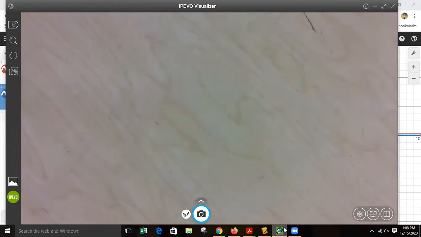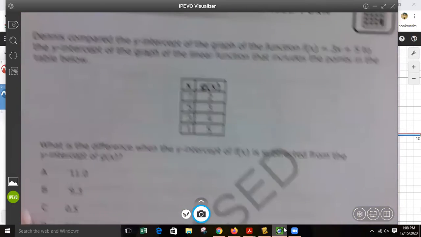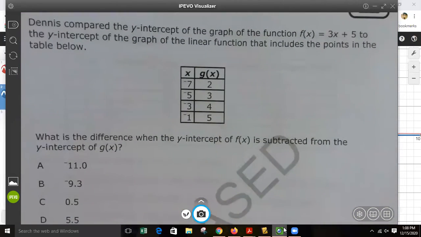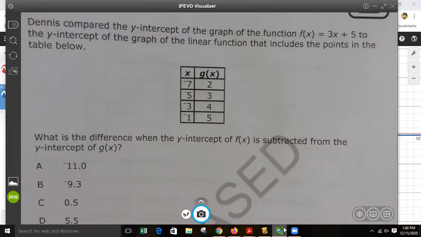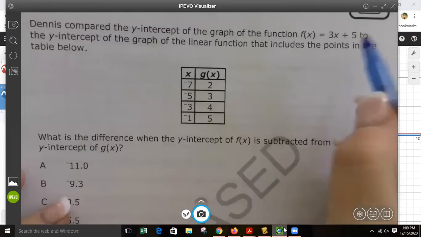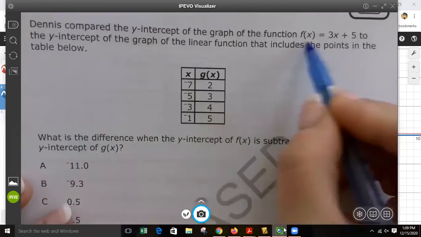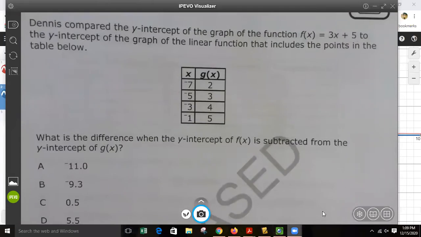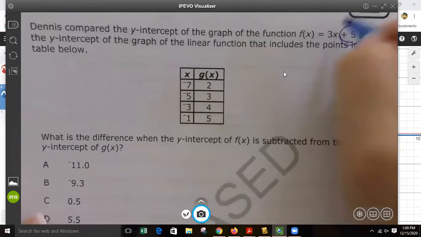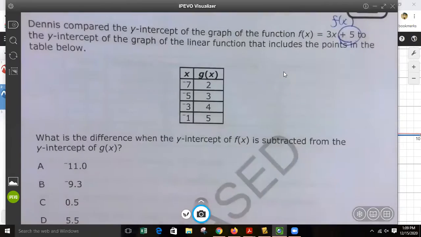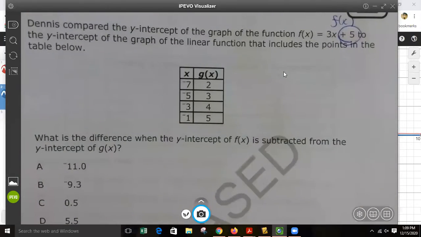Here's another one. This one just asked about y-intercepts. Dennis compared the y-intercept of the graph of the function 3x plus 5 to the y-intercept of the graph of the linear function that includes the points in the table. What's the difference when the y-intercept of f of x is subtracted from the y-intercept of g of x? Okay, so I know that's a lot. Let's just start with the y-intercepts. How do I find the y-intercept of this equation? Which one is it, 3 or 5? 5. So we're going to start with that. This is f of x. Remember that. So that's the y-intercept of f of x.